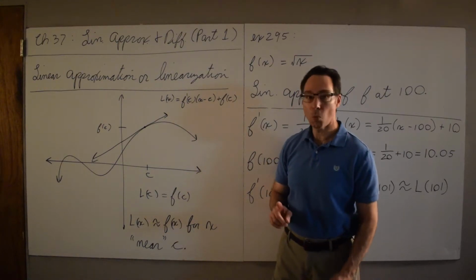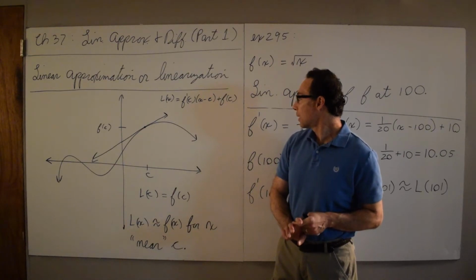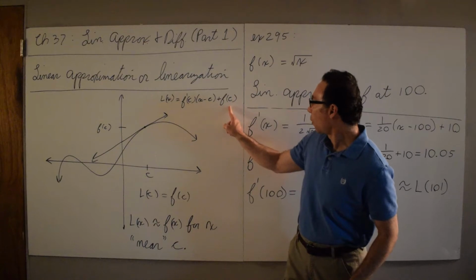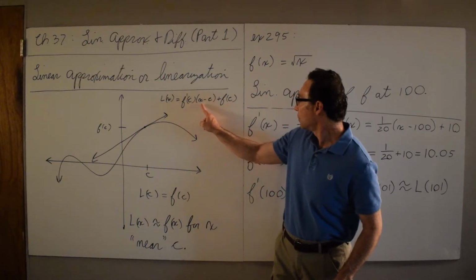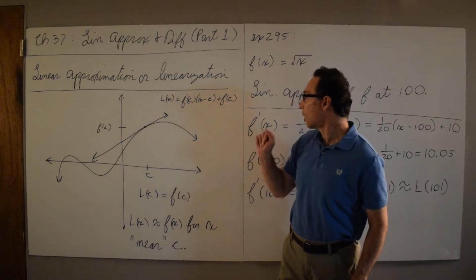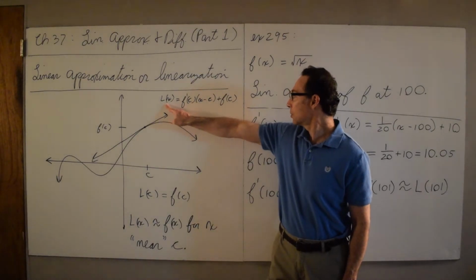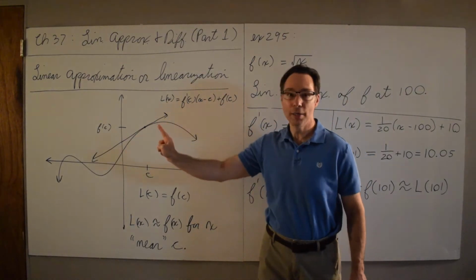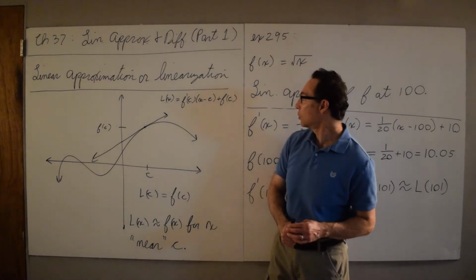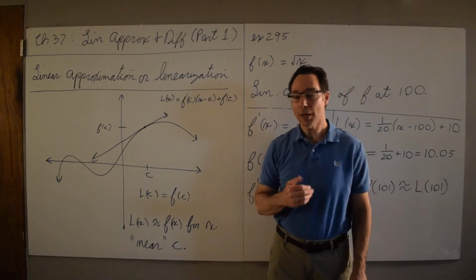So if you look at y minus the y coordinate is equal to the slope times x minus the x coordinate. Then you take your y coordinate and you add it to both sides. And then you write your y as L of x. So this is just, again, the equation of the tangent line written in function form. That's what the linear approximation, or sometimes called the linearization, is.